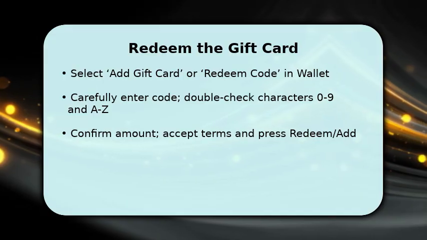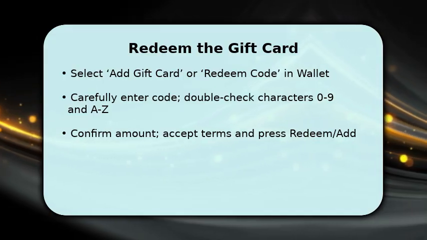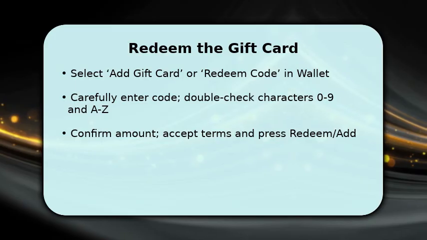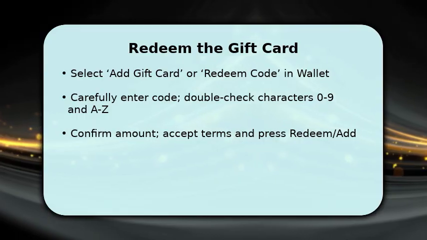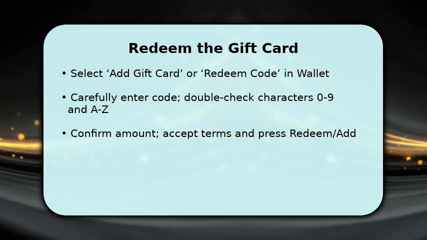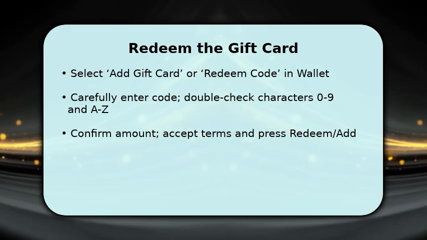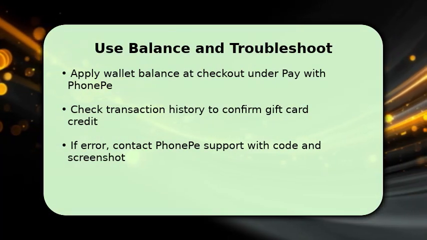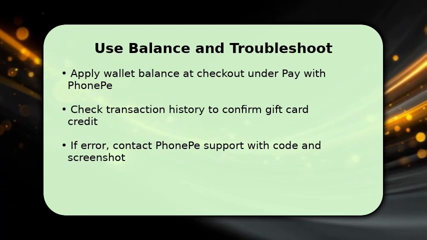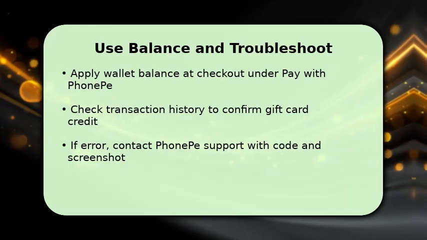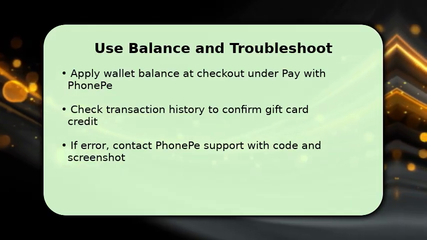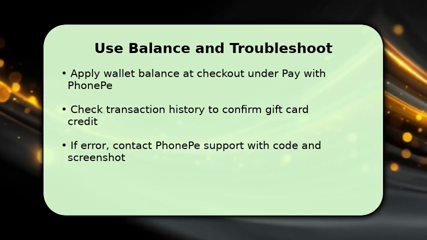Once validated, confirm the displayed amount and accept any terms. Tap Redeem or Add. If PhonePe asks for authentication, enter your UPI PIN or complete biometric verification. With the gift card added, you can use the wallet balance at checkout by selecting Pay with PhonePe and choosing Wallet as the payment source. Make sure the gift card amount appears in your wallet and verify via transaction history to confirm the credit.